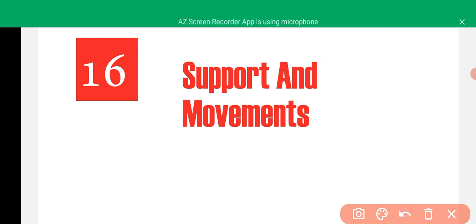You know that the basic difference between plants and animals is their locomotion. Plants can't move from one place to another in search of food or shelter, but they show various types of movements with respect to gravity, light, and chemicals. We will study about support.